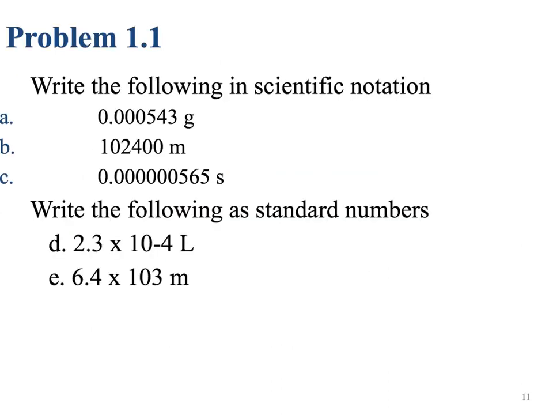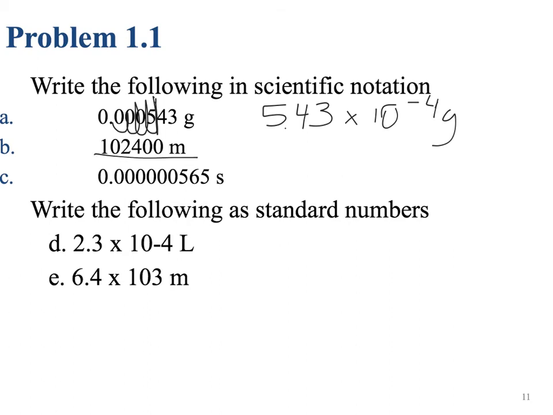So let's do this problem together. Write the following in scientific notation. So we look here, our coefficient has to be 5.43. Because it's a small number, our exponent is going to be negative. And what we do is we go 1, 2, 3, and 4. So it's going to be negative 4. And don't forget to write our units.